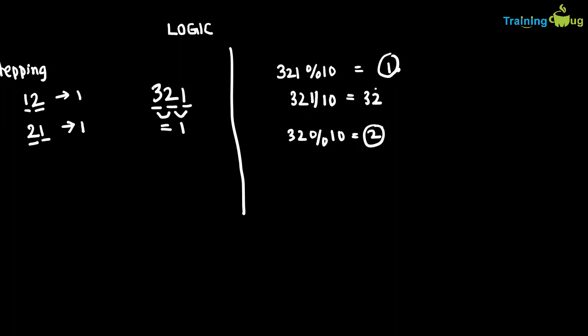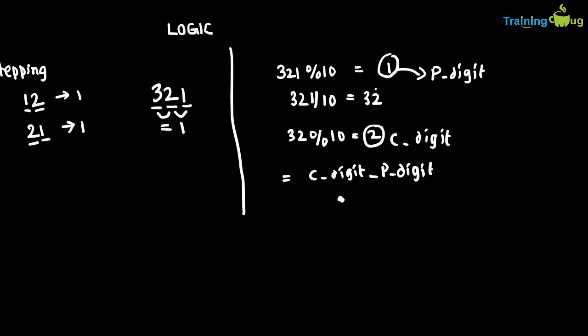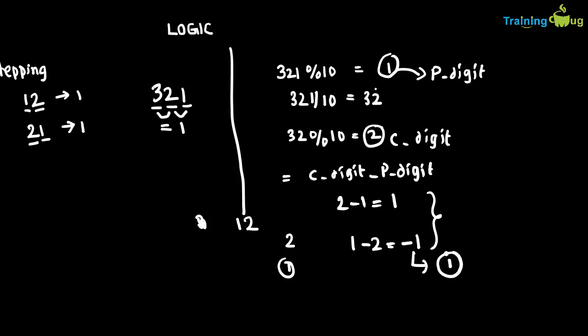You need to take two variables to hold the previous digit and the current digit. Then you find the absolute difference between these two. If you take the current digit minus the previous digit, in this case 2 minus 1, that gives you 1. But in other situations, for example 12, the previous digit is 2 and the current digit is 1. If you calculate 1 minus 2, it gives you minus 1. In both situations the absolute difference is 1. We don't need to treat it as minus 1; when the difference comes as minus 1, you also treat it as 1. That is the basic logic.